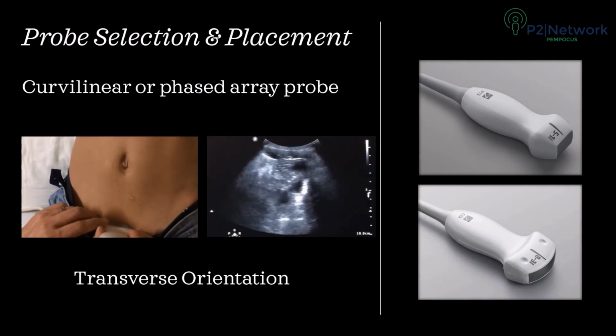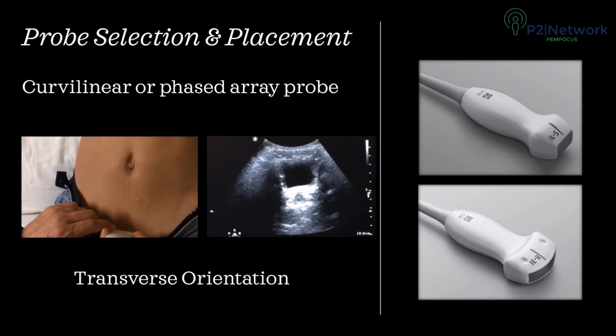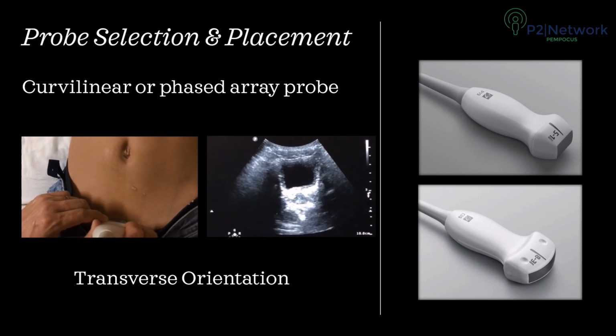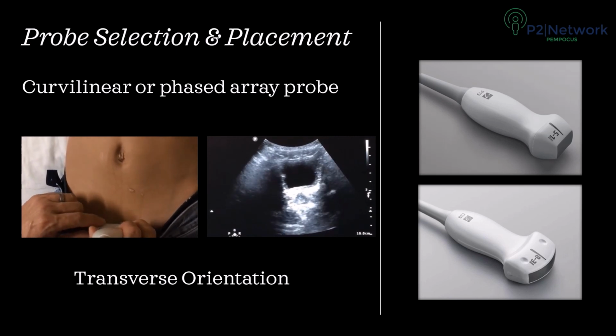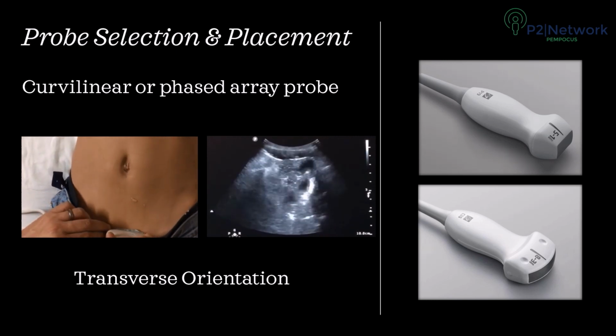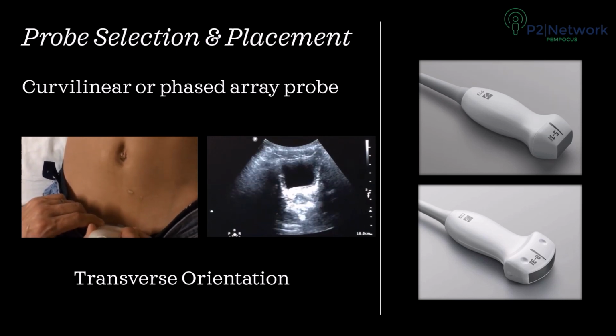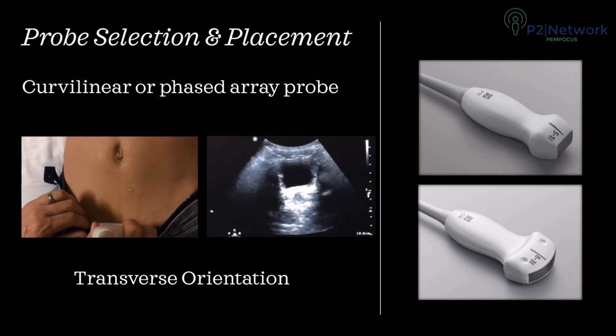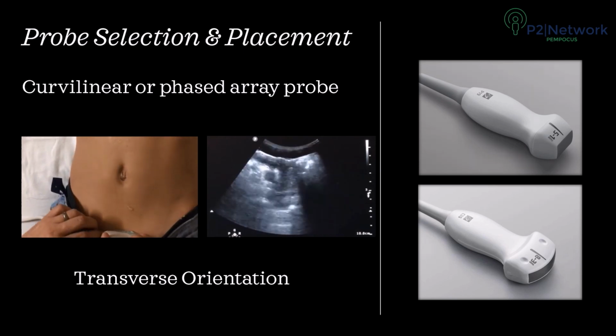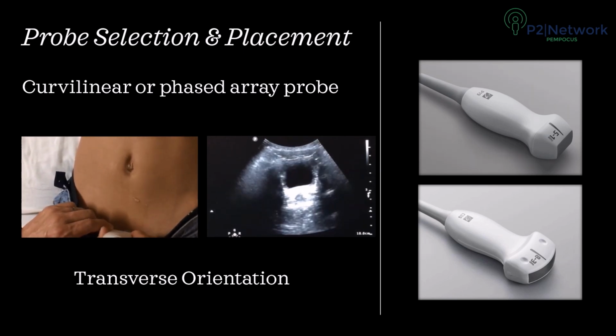To identify the bladder, place the probe just above the pubic symphysis in the midline of the patient's abdomen. In the transverse orientation shown here on the left, the probe marker is oriented to the patient's right side. The probe should be directly above the pubic symphysis and angle slightly caudally towards the patient's feet.